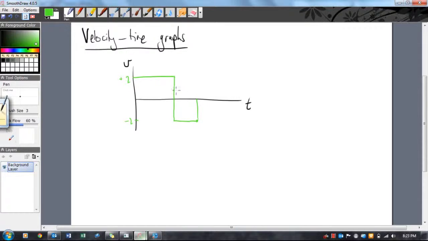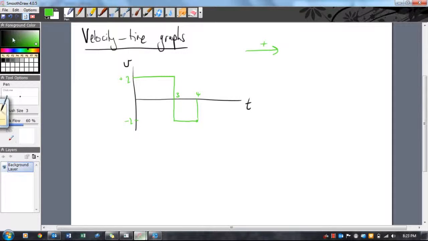Let's say that's for 3 seconds, and that's after 1 more second. So I'm walking at 2 meters per second to the right. Let's just say the right is positive. For 3 seconds, then I stop, turn around and walk in the other direction at -2 for 1 second, up to 4 seconds. If you think about that, how far have I travelled in that time?